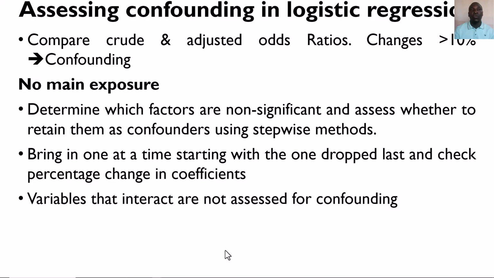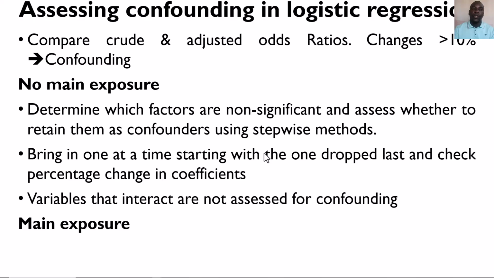So that's how you would check for confounding in binary logistic regression when you do not have a main exposure. You determine which factors are non-significant using the stepwise method like we've done, and you bring in one at a time with the one dropped last and check percentage change in coefficients. If we had interaction, then those variables that are interacting, we do not check whether they are confounding. We have a previous episode on how to check for interaction. If you have not yet looked at it, I highly encourage that you check it out.